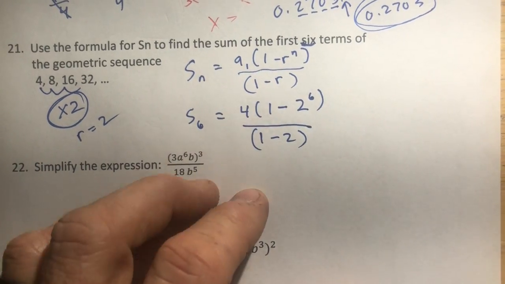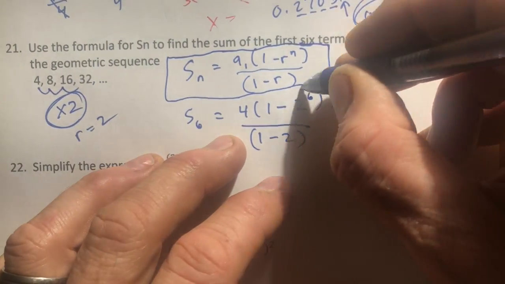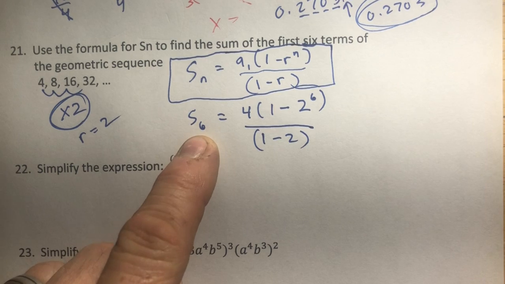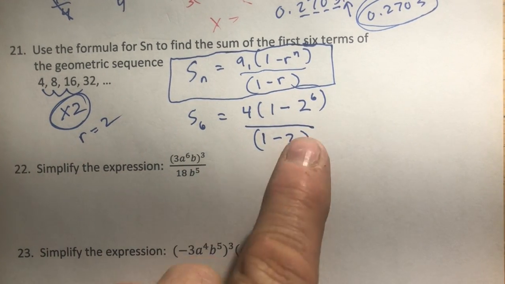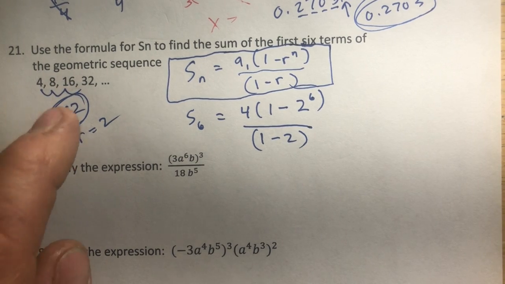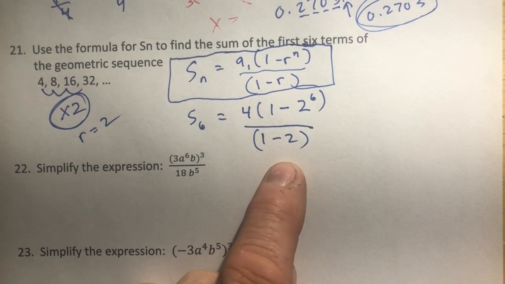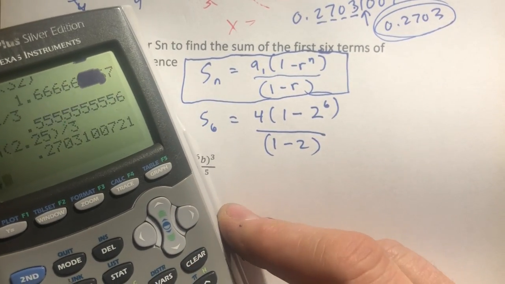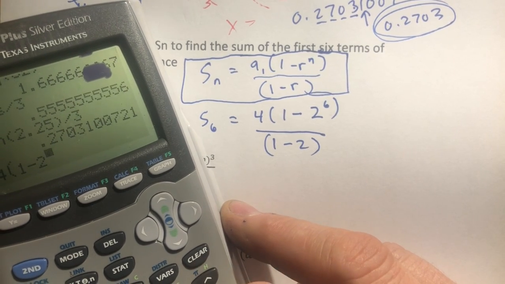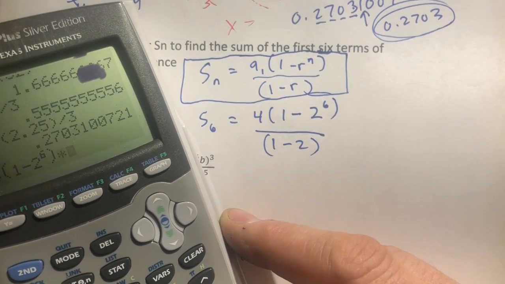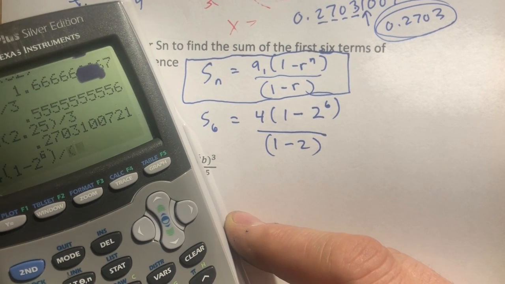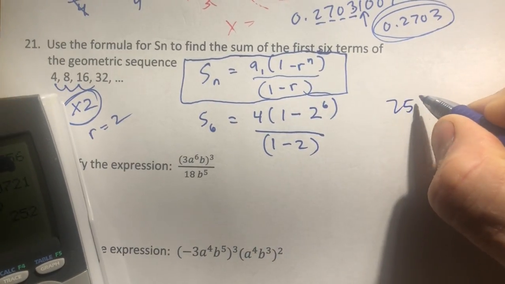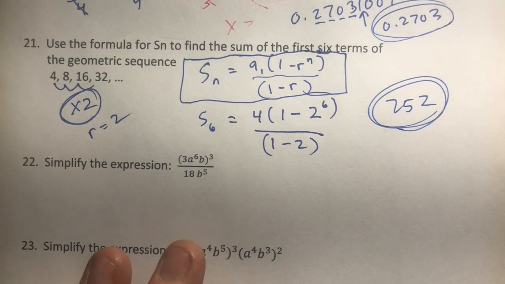So you're just using this formula right here. Write this formula down so you can use it. And you're just putting the things in. This has 6 terms, so n is 6. The first term is the 4. R, this goes up multiplying by 2 each time, so r is 2. And of course, n is 6. And 1 minus 2, so you just put the numbers in. Now type this in the calculator. So when I type it in, I've got 4, 1 minus 2 to the 6th power, close up the parentheses, divide by 1 minus 2. And I get 252. That's the sum of the first 6 terms.